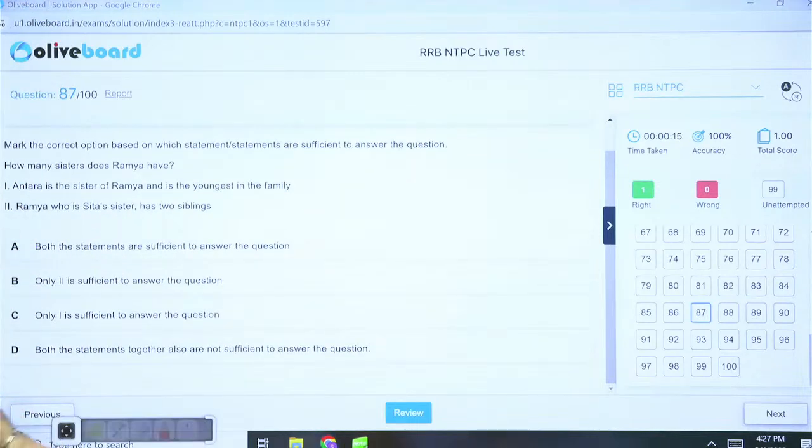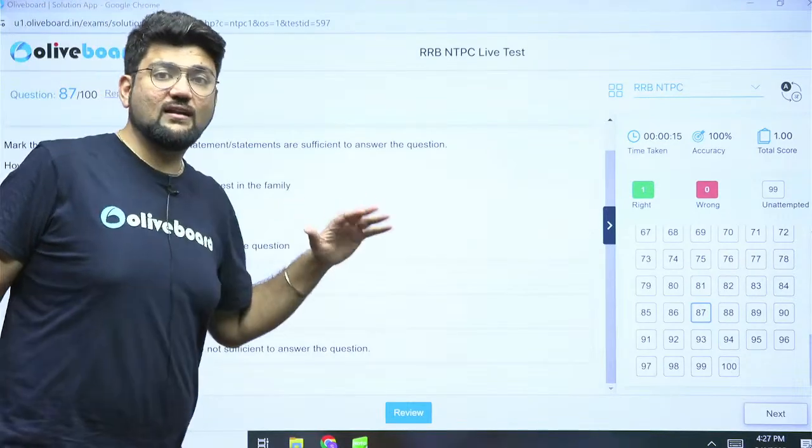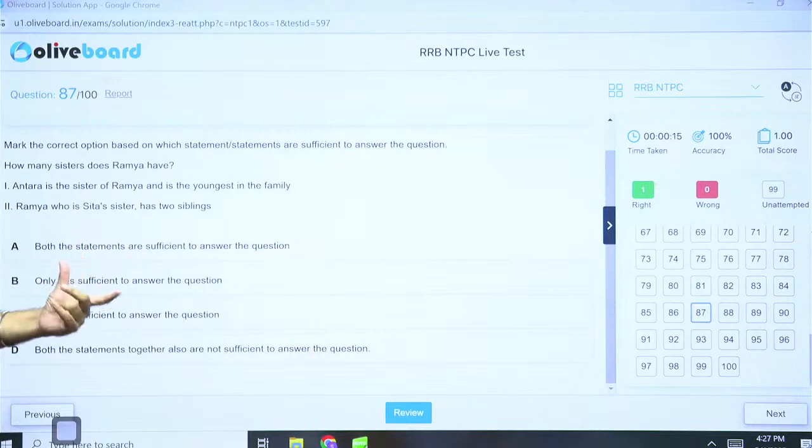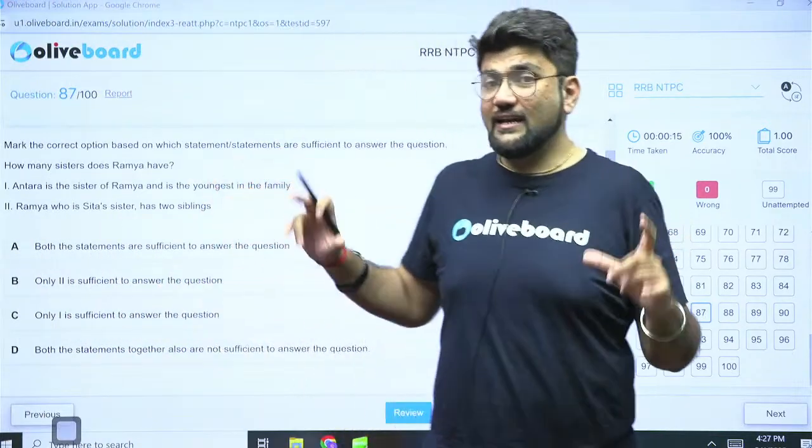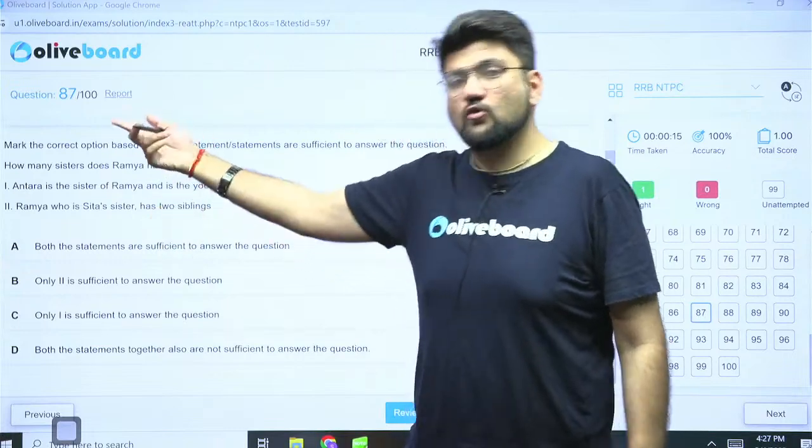Data sufficiency based question. Interesting and easy, not difficult, but you'll have to check it clearly. A lot of students lose marks here. In data sufficiency, you only have to check whether the given statements will sufficiently solve your question or not. You don't have to solve it completely. You don't need the answer.